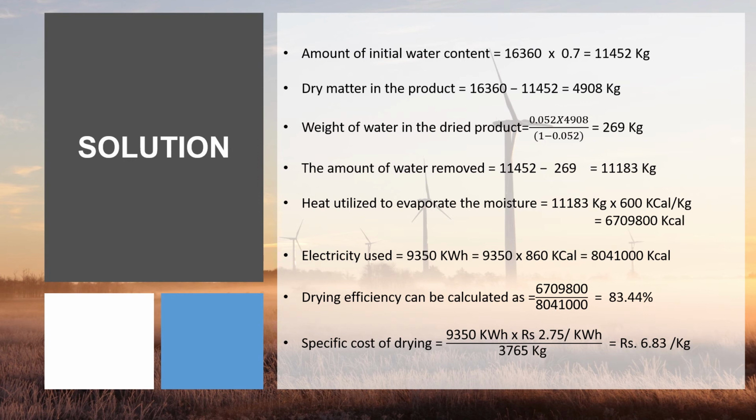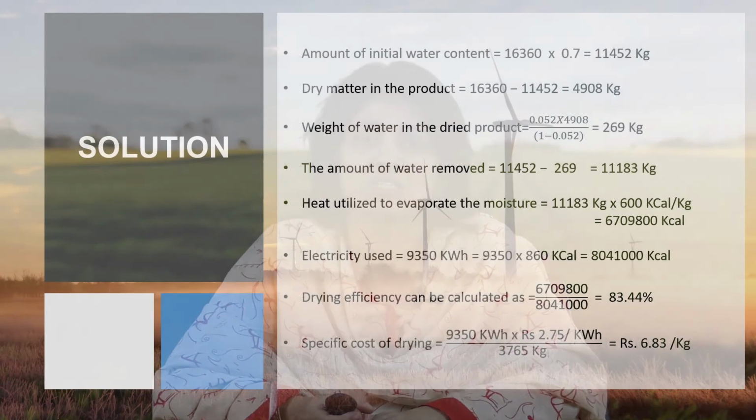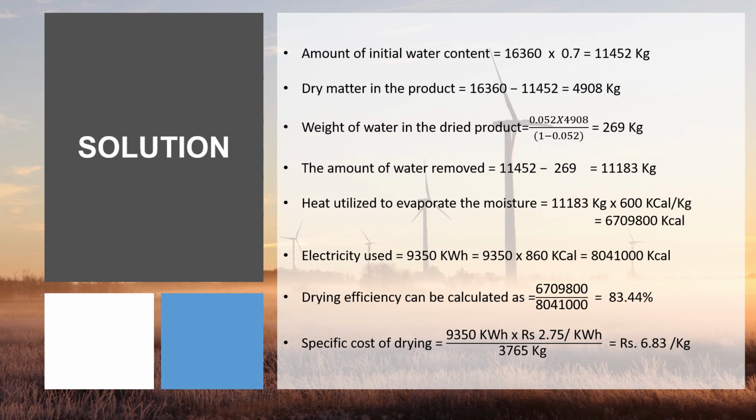Then we calculate the weight of the water in the dried product. Here the final moisture content is 0.052 into 4908 divided by 1 minus 0.052. It is coming out as 269 kg. Then the amount of water removed equal to 11452 when the moisture content is 70% minus 269 when the moisture content is 5.2%. It is coming out as 11183 kg.